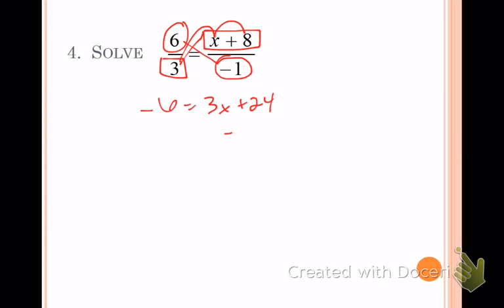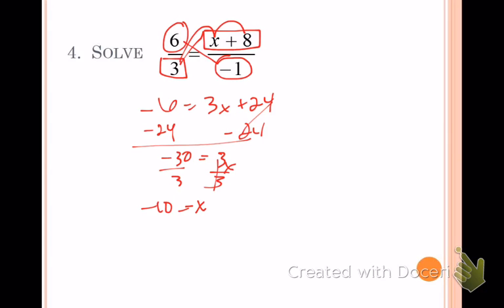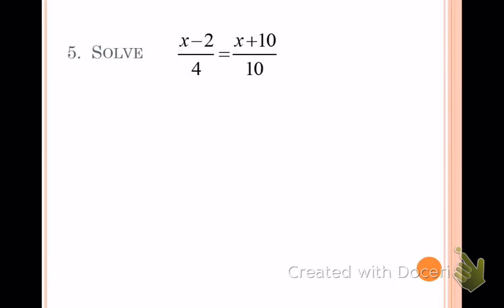Right? So now we're going to subtract 24 from both sides, and 3x equals negative 30. Divide both sides by 3. So x is negative 10. Okay? The biggest part of this is make sure that you distribute when you have more than one term in either a numerator or denominator anywhere in your proportion. Make sure that you're distributing whatever you're multiplying by. Okay? So try this guy and see how it goes, and we'll move on from here.